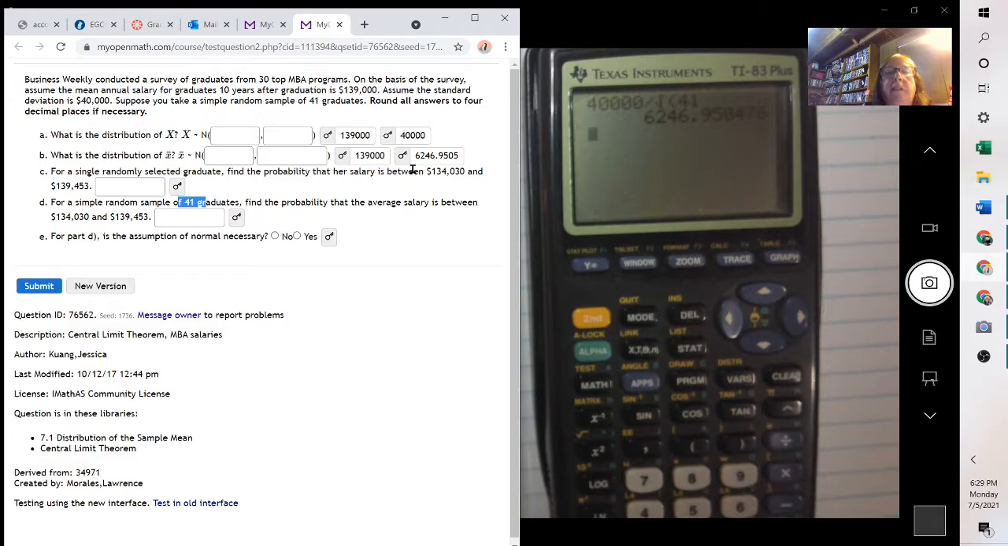And you'll get the 6,246. Now for the single randomly selected graduate, it's just one graduate, then that's part A. We're using this mean and standard deviation.